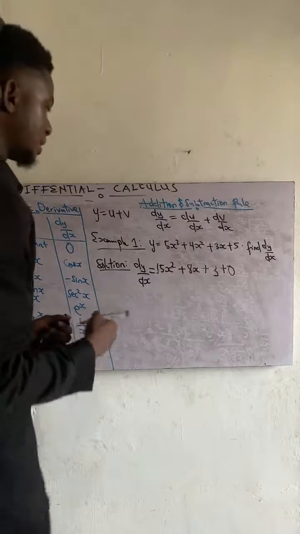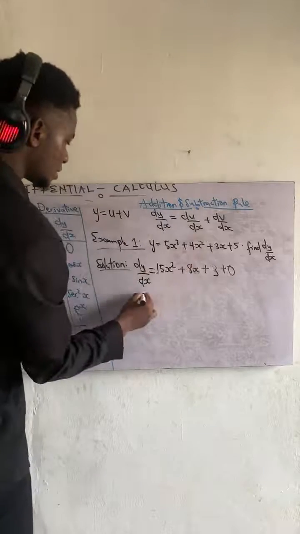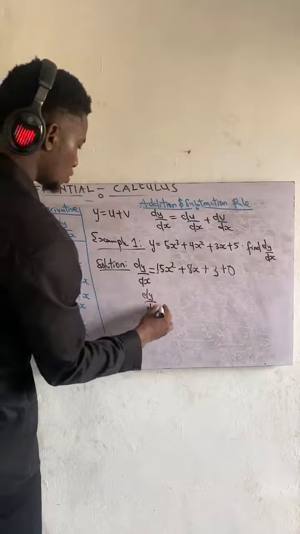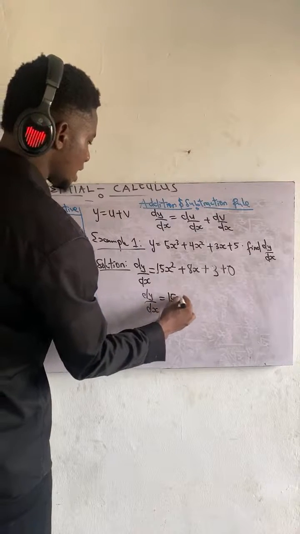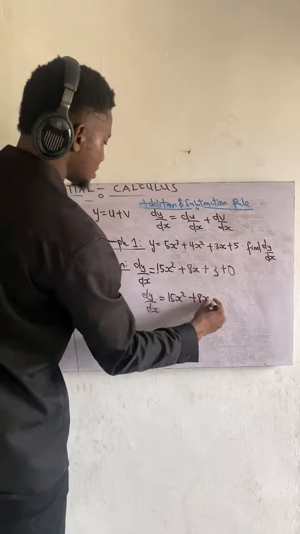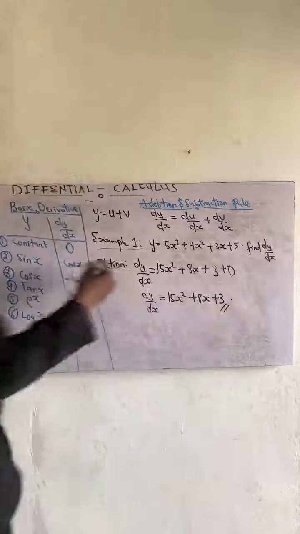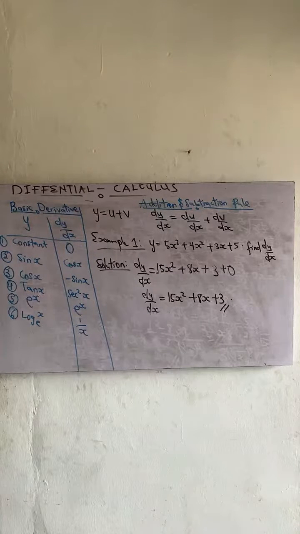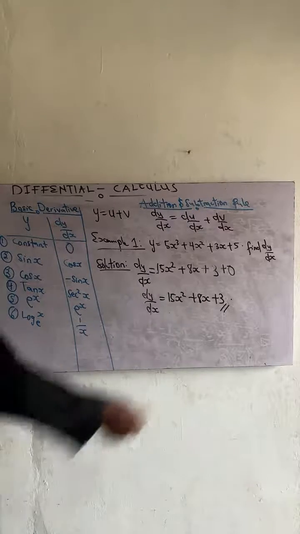So this simply means that the final derivative of this, the dy/dx, would be 15x squared plus 8x plus 3. That's how to do it, guys. So guys, before I move on to product law, let's check another example. Okay, I'm rubbing this off.